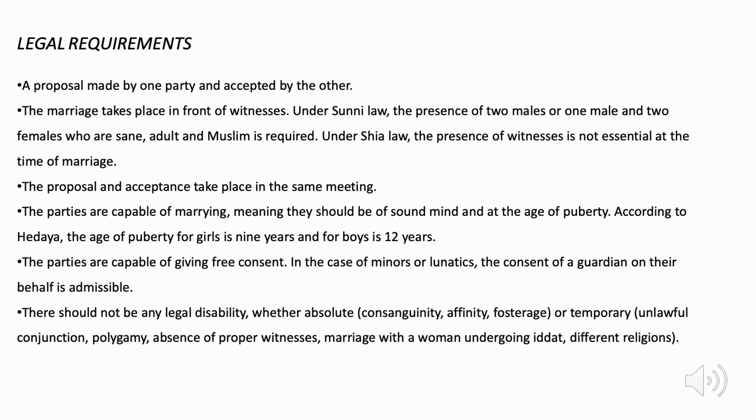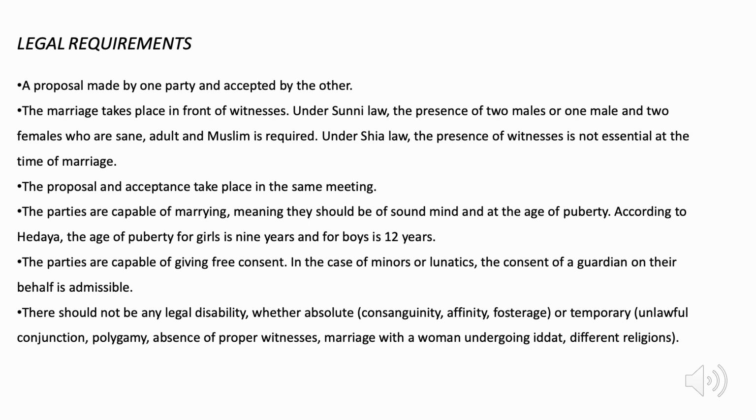There are certain legal requirements for a Sahih marriage. First of all, there must be a proposal made by one party which must be accepted by the other party. The marriage must take place in front of witnesses. Under Sunni law, 2 males or 1 male and 2 females who are sane and adult and Muslim are required. Under Shia law, the presence of witnesses is not essential at the time of the marriage. Next, the proposal and acceptance must take place in the same meeting.